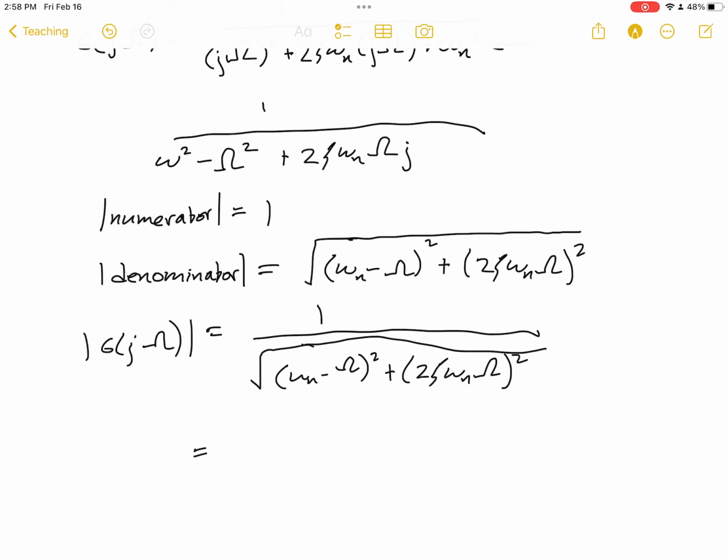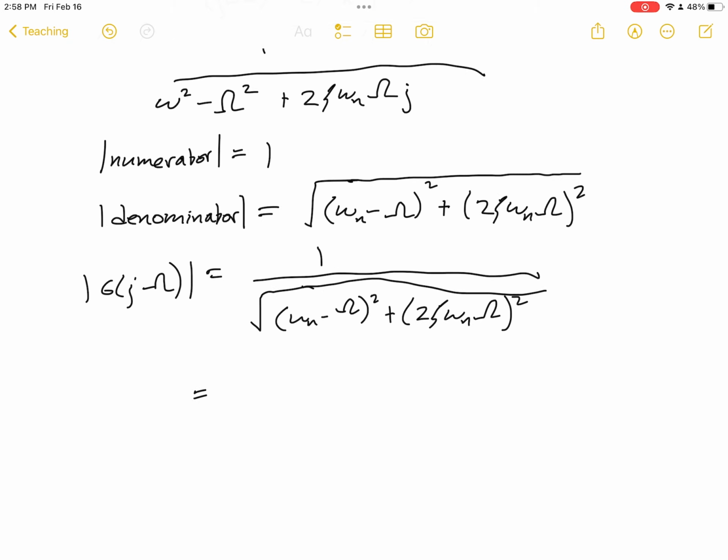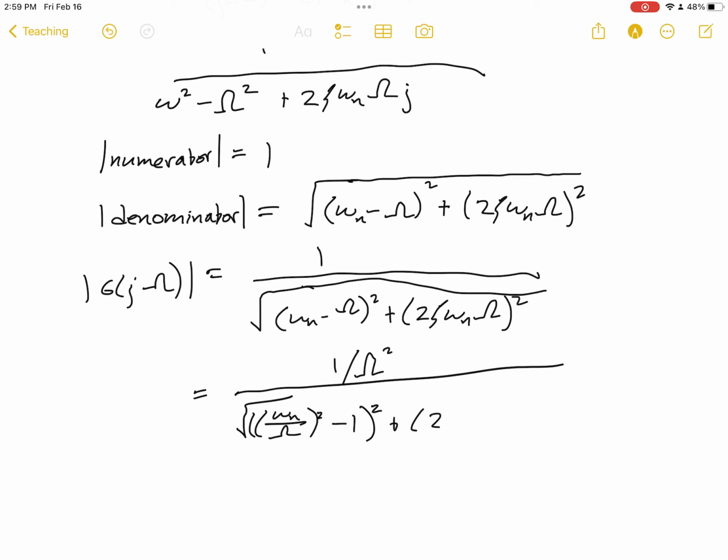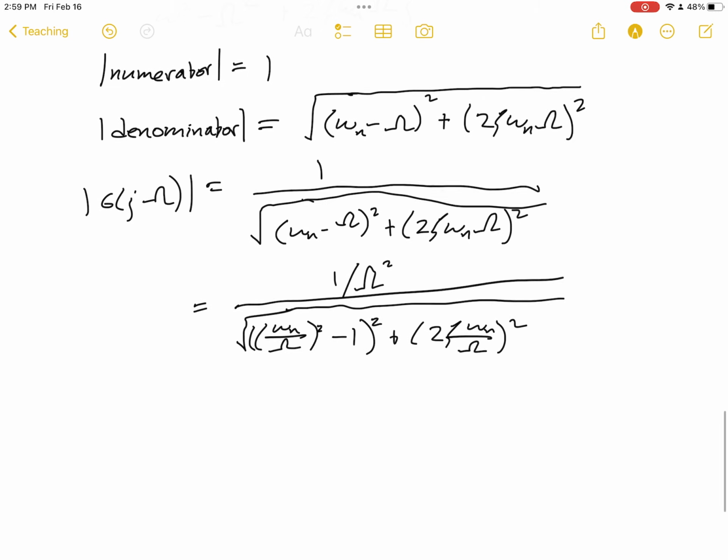And I'll rewrite this in terms of a ratio. So it's 1 over omega squared times the square root of omega n over omega squared minus 1, squared, plus 2 zeta omega n over omega squared. We'll take this whole square root.